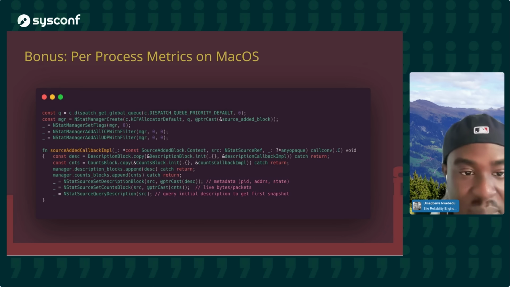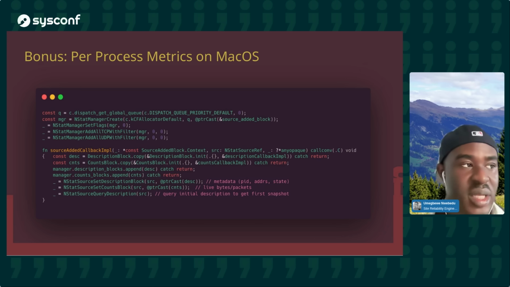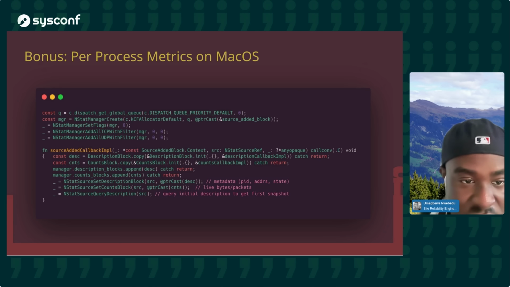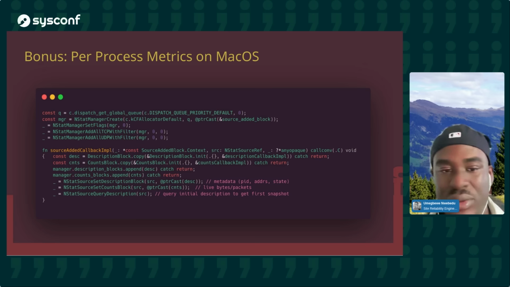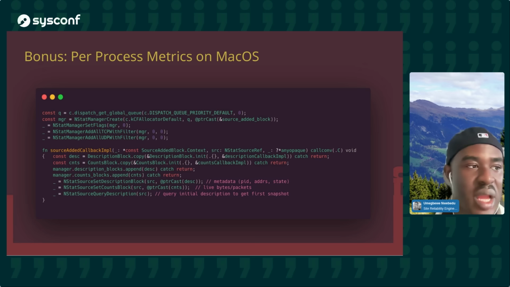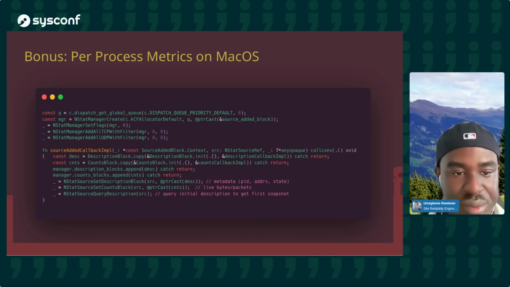Basically, you create the manager. You have to create the manager with an allocator, and then you set some flags. Then you also set the manager to add TCP with filter and UDP. So 00 here means enabling it. I don't really know what the last argument is, but the second argument sets it to true.